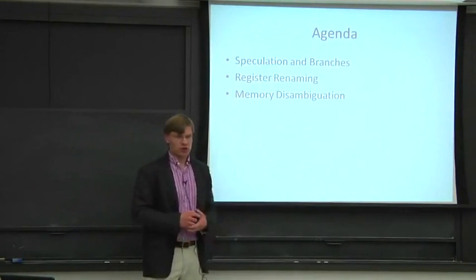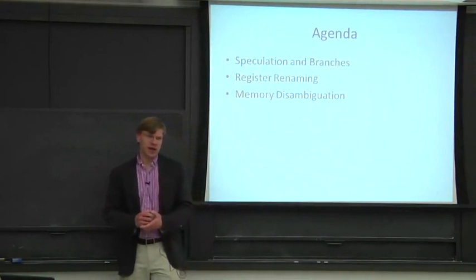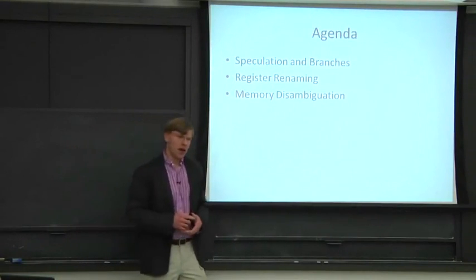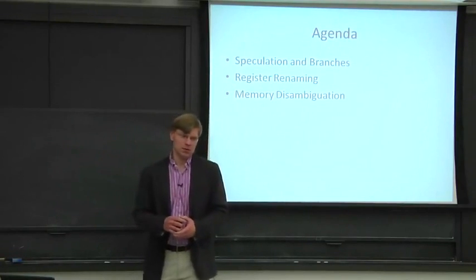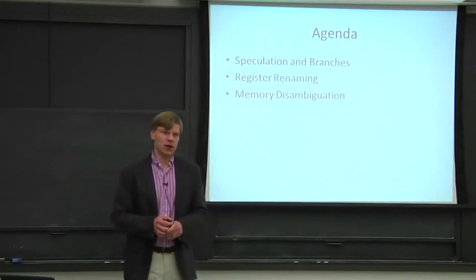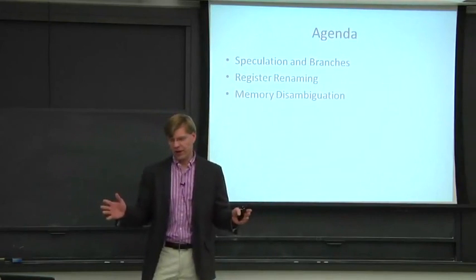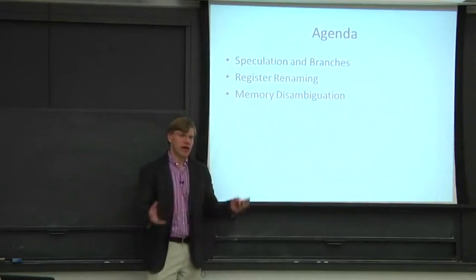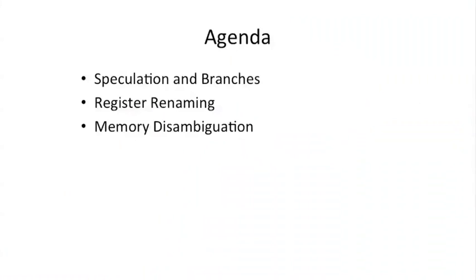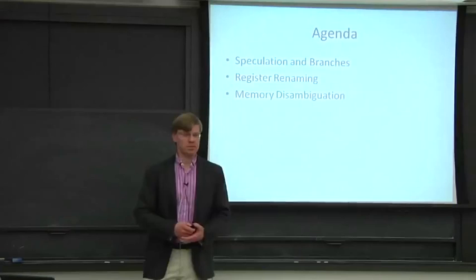Then we're going to talk about register renaming and how to break write-after-write and write-after-read dependencies. And then we're going to talk about memory disambiguation if we have time. Memory disambiguation is basically figuring out how to have loads and stores execute out of order relative to each other, and figuring out how to get the right data for a particular load after a store. And we call that memory disambiguation.